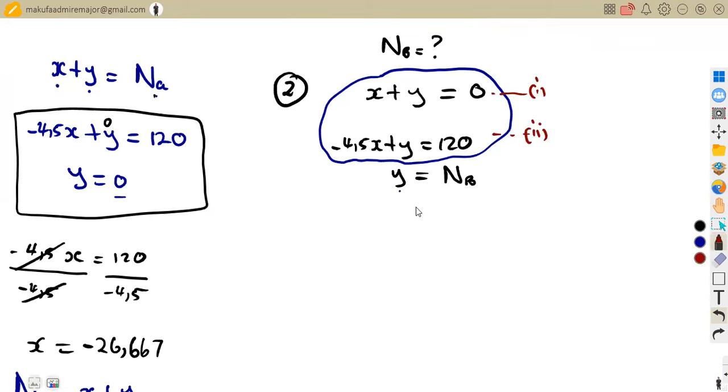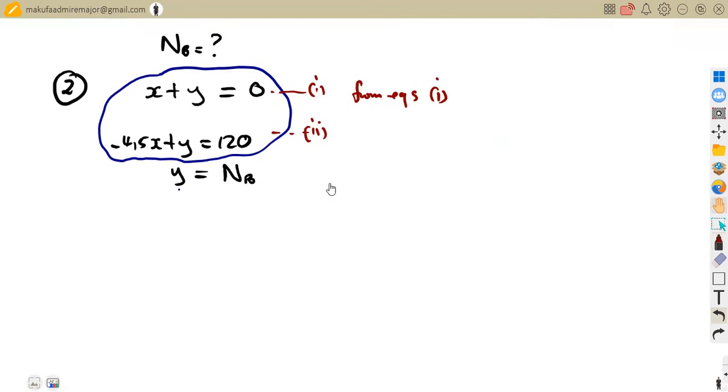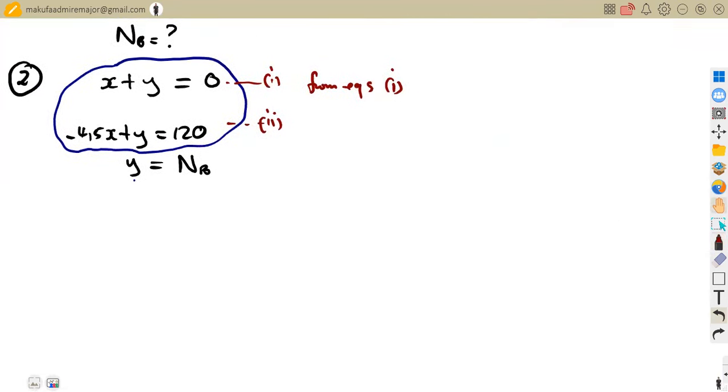Since I want to calculate y, I have to focus on y. Since I am to calculate the value of y, I can focus on y. So in this case, I can make x the subject. That means from equation 1, if we make x the subject, what's going to happen here? It means that x is equal to transpose y to this side. It becomes a negative, so that's minus y.